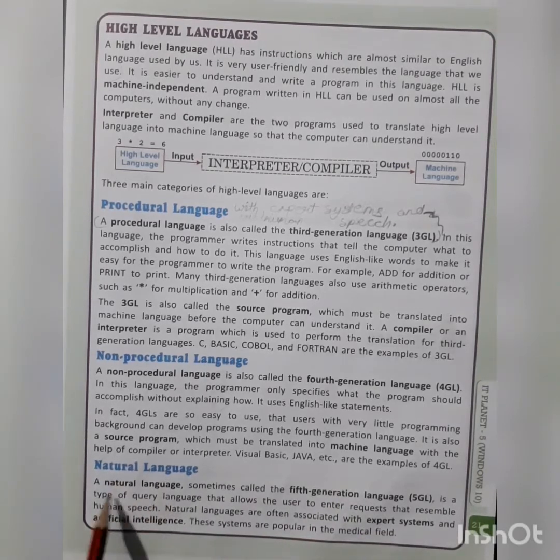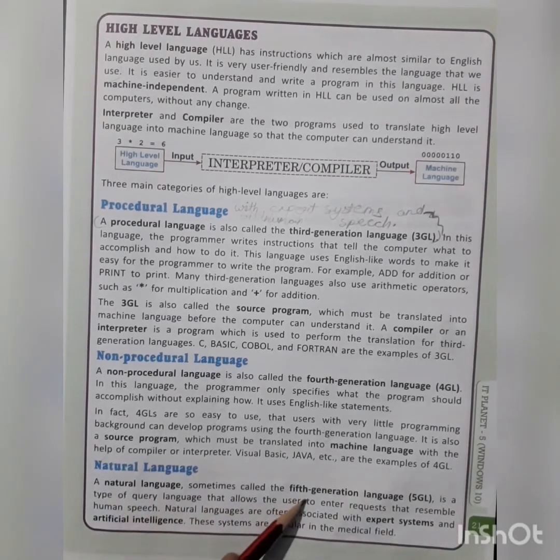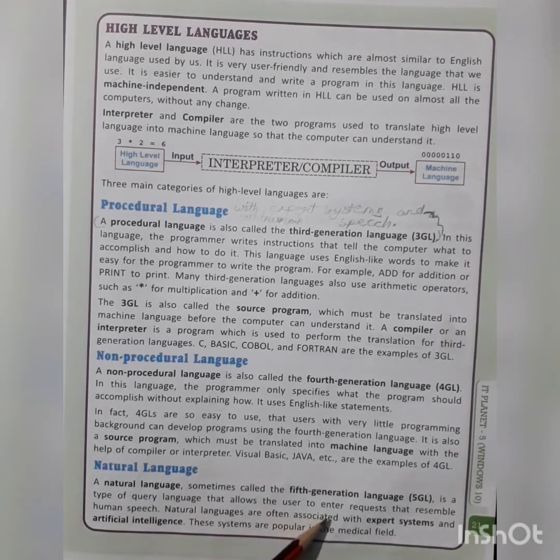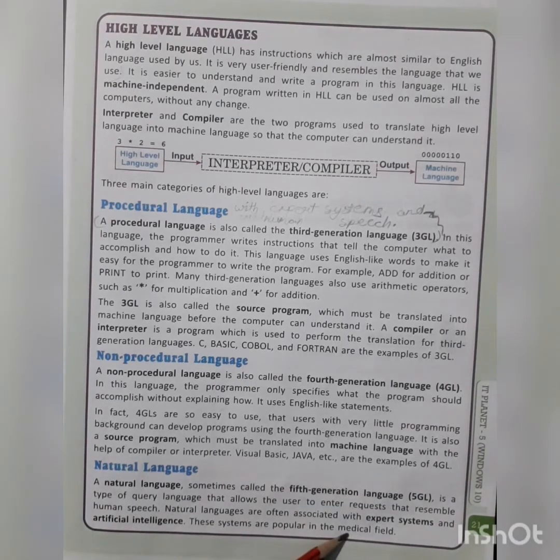Now, natural language. A natural language, sometimes called the fifth generation language, is a type of query language that allows the user to enter requests that resemble human speech. Natural languages are often associated with expert systems and artificial intelligence. These systems are popular in the medical field.